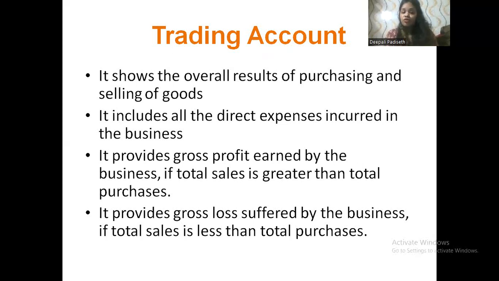It provides the gross profit earned by the business, like whatever profit we have earned, that information it gives, if total sales is greater than total purchase, and it provides the gross loss suffered by the business if total sales is less than total purchase. Suppose we have bought something from the vendor for so much money, which is more, and we have sold it at a lower price, then there will be a loss to the company.